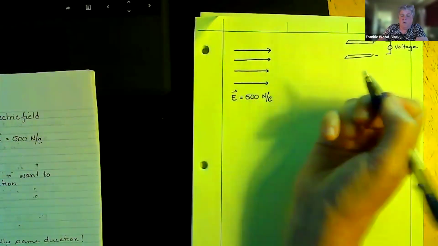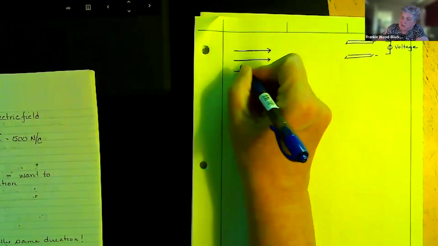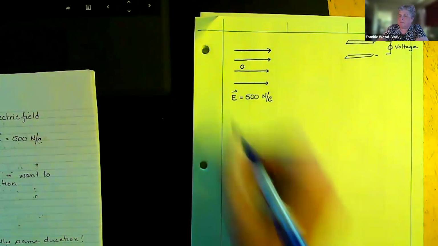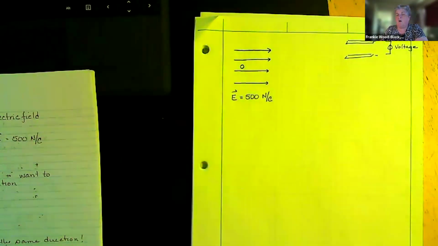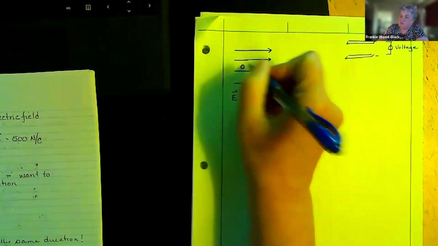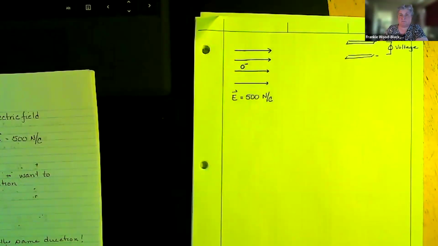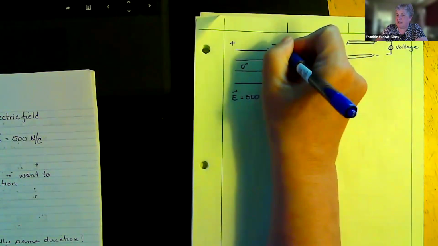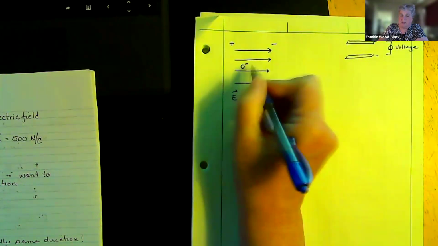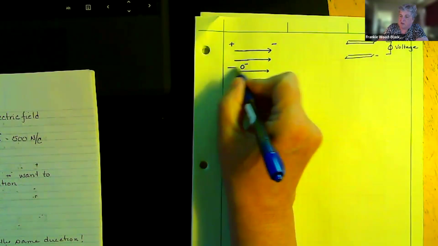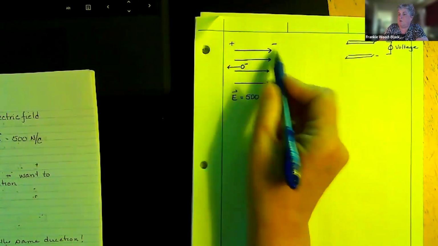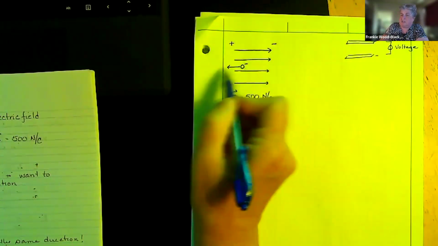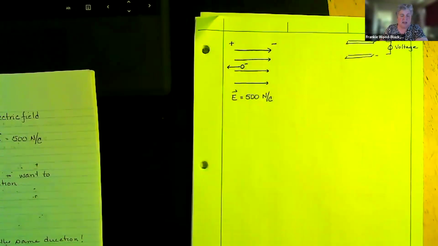And we want to drop an electron in here. So we're going to drop our electron, and we want to know what the acceleration of that electron is. Okay, now if we drop this electron, the first thing that we know is that we go from positive to negative. So my electron is really going to want to go in this direction, right? Because it's going to be attracted to the positive side.